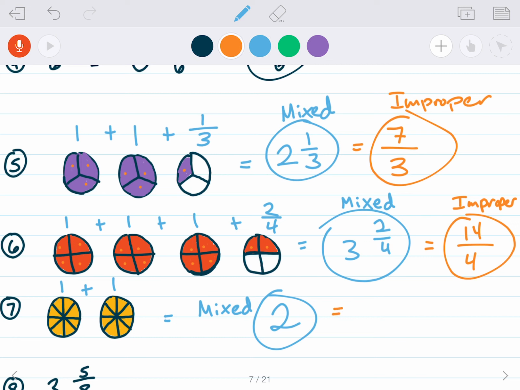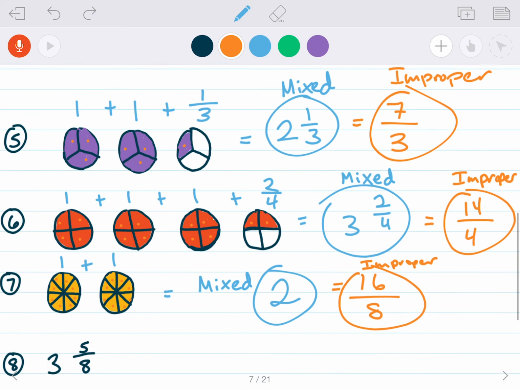And for our improper, we can count the amount of pieces that we have, and it looks like each whole is divided in eighths. So 1/8, 2/8, 3/8, 4/8, 5/8, 6/8, 7/8, 8/8, and then we have another 8/8 over here. So in total, we have 16/8. So this is our improper. And what's cool about this is that the fraction bar works as a division sign. So 16 divided by 8 we know is 2, right? So that's improper and mixed.